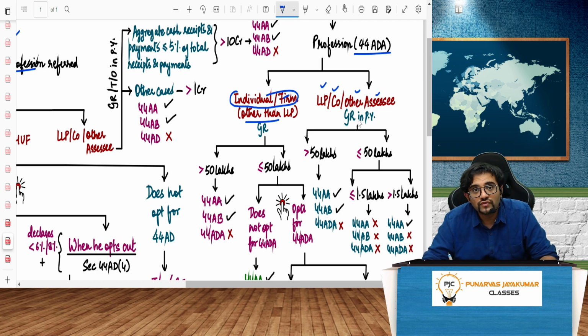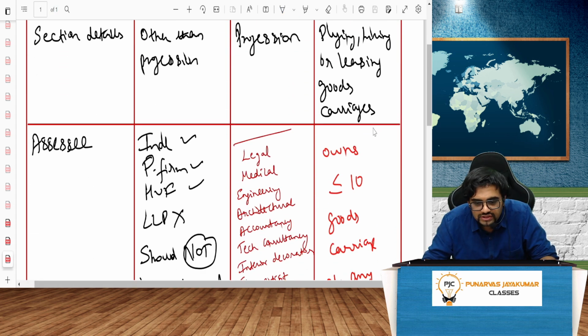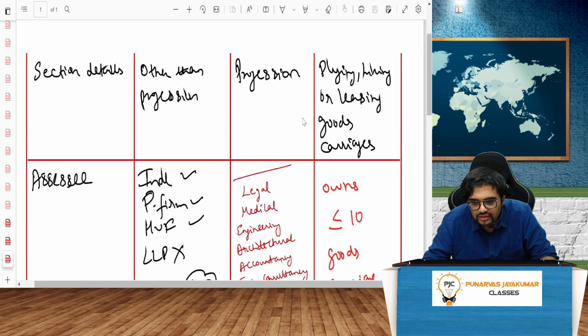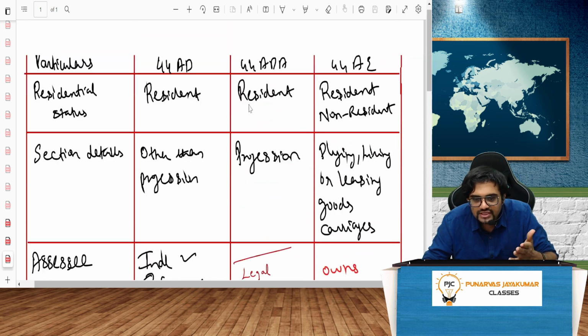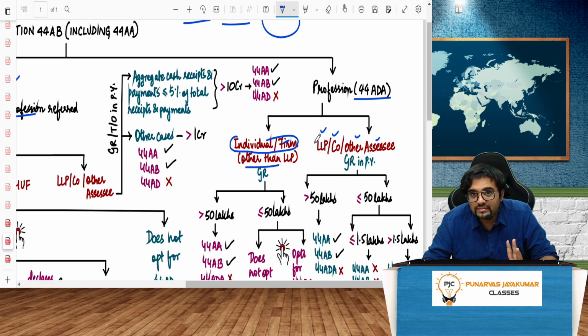Why? Because 44ADA is applicable only to individual and firm other than LLP. So this chart only I have actually added here. See, individual, partnership firm, and HUF, of course, other than LLP. That is for what? Your ADA. That same thing. It's given there. This is for AD, that's for ADA. Similar thing. So let's come here, check. I'm doing ADA now. Okay. So ADA, my dear friends, is applicable for individual and firm. HUF is not there. HUF is for AD. It is individual and firm only, other than LLP. Whereas for LLP, company and other SSE, separate.